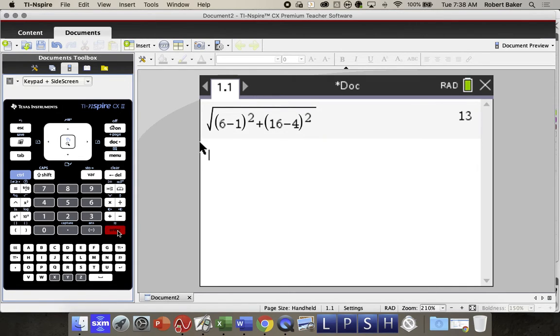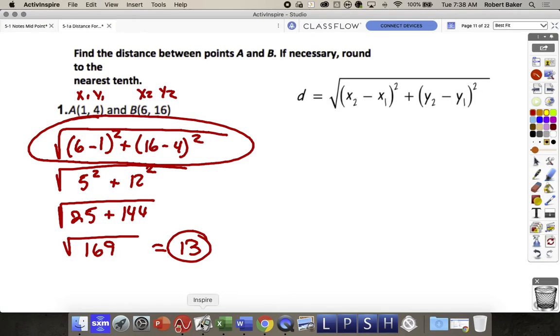Boom. So using the distance formula either by hand or in the calculator, we can say that the distance from A to B is 13 units, or that line segment AB is 13 units long. The length of AB is 13. There's a lot of different ways to describe this. It does say to the nearest tenth, so technically that would be the correct answer.